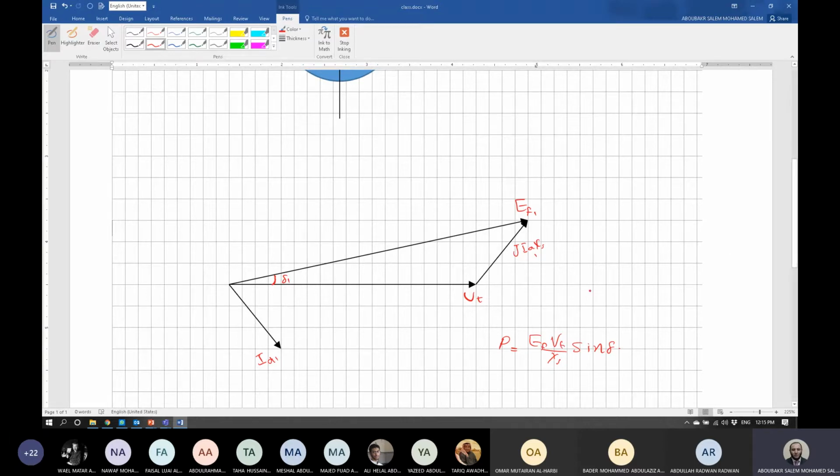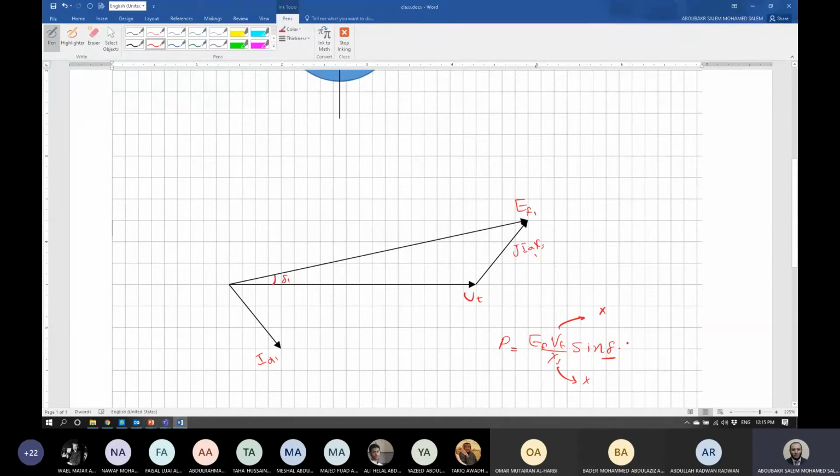So V terminal is not accessible to control. It should be constant. XS is the machine parameter. It's constant as well. So we cannot control it. So now we have only sine delta and EF.